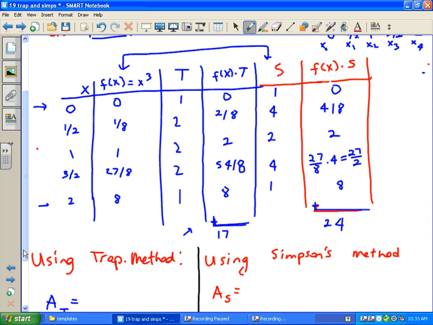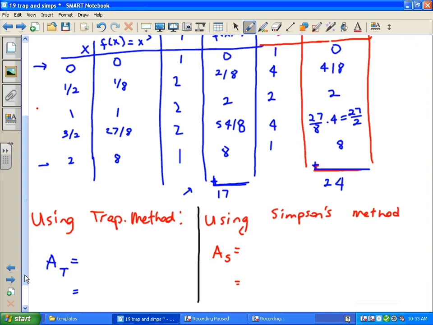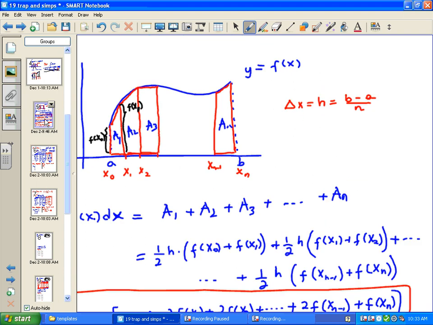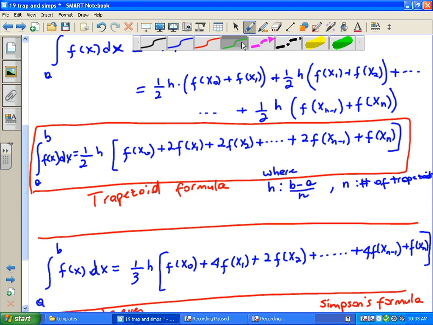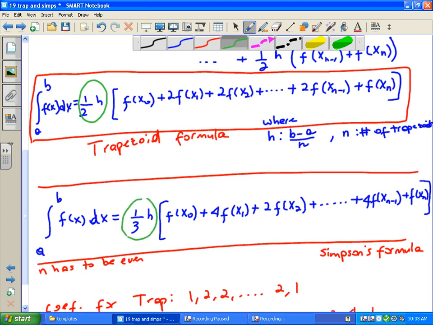Now, let's get the answer using the trapezoid method on the left-hand side here. With the trapezoid method, what was that coefficient up front? Again, I'm going to bring the formula back one more time. The coefficient up front with the trapezoid method was 1/2 times h, right? And what was that coefficient for the Simpsons method? 1/3 times h. So remember those two coefficients as we go back and finish the problem that we have just started.